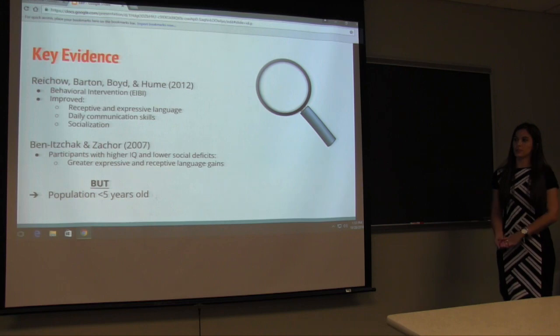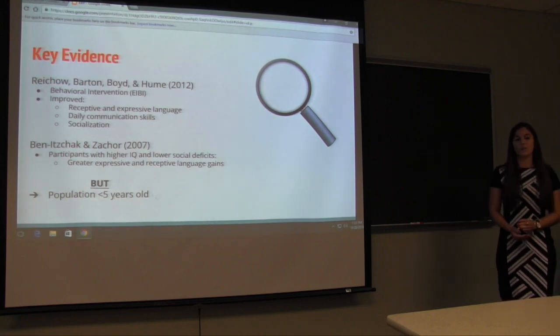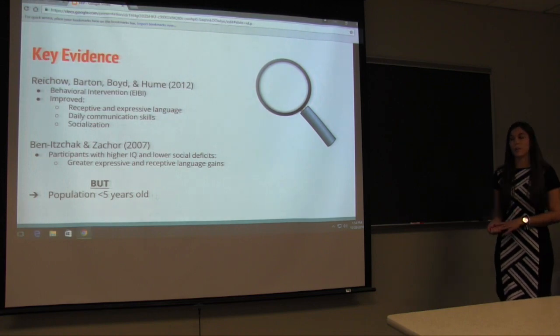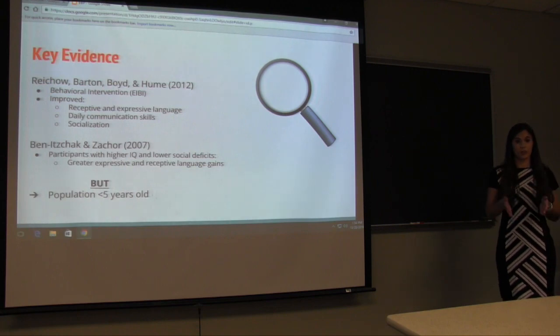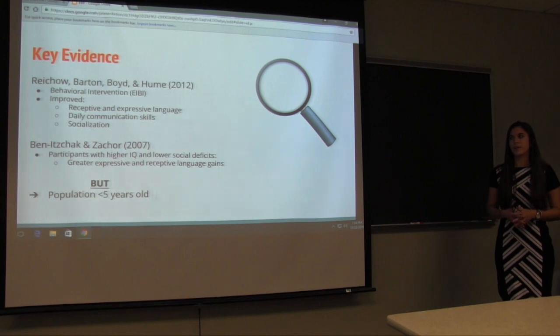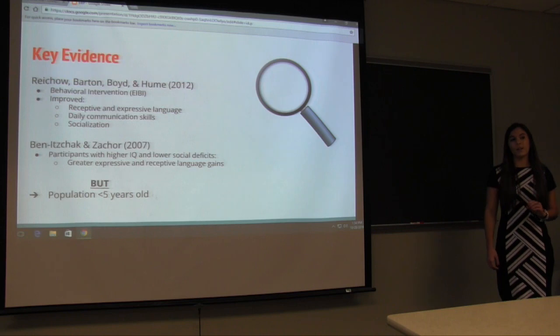In another study by Ben Itzchek and Zukor in 2007, this was a non-randomized control trial, and they had 25 total participants, and all the participants were diagnosed with autism either using the ADI, which is the Autism Diagnostic Interview, or the ADOS, which is the Autism Diagnostic Observation Scale. They also wanted to leave out any comorbid conditions, so they just had autism. All of these 25 individuals received ABA therapy in a one-on-one setting for a minimum of 35 hours a week. They wanted to see how the pre-intervention conditions were affected by the outcome.